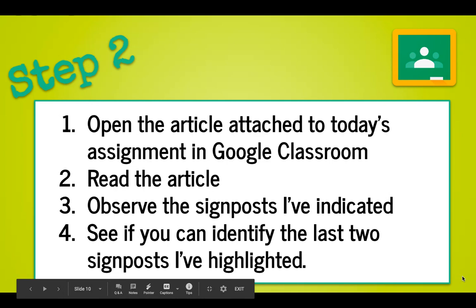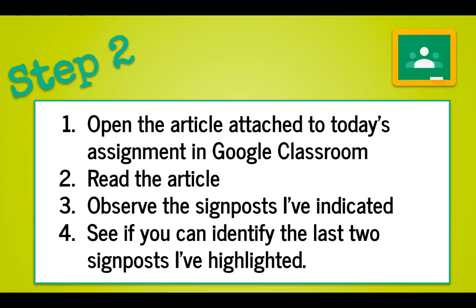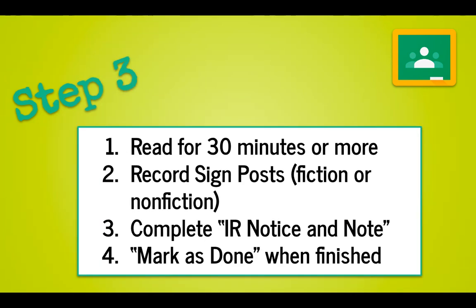Now you want to pause, take notes on that signpost, and then you'll be moving on to step 2. In step 2, you want to open the article that's attached to today's assignment in Google Classroom. Read through the article one time. Be thinking about those 3 big questions first, and then read through the article. I've indicated some signposts for you. I have highlighted some signposts that this author provided. And some of them I did the work for you. And then I want you to see if you can identify the last 2 signposts that I've highlighted. So a little bit of practice on your own. Then you're going to be moving on to step 3.